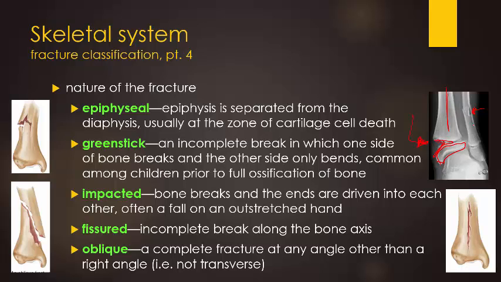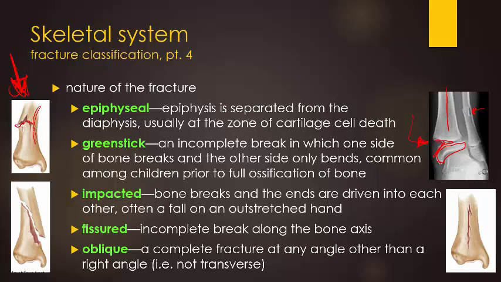A green stick fracture is what we're seeing here. That's a green stick fracture, so it breaks partially through the bone, but the bone is still flexible enough that it bends on this side. So we get an incomplete break, and this is more common in children than among adults, as the bone is ossifying but isn't fully ossified, then green stick fractures can occur.